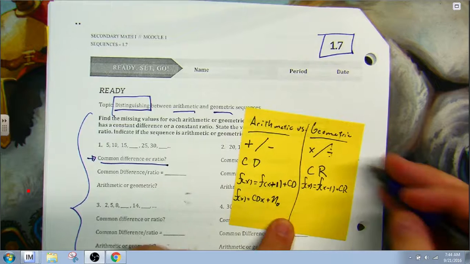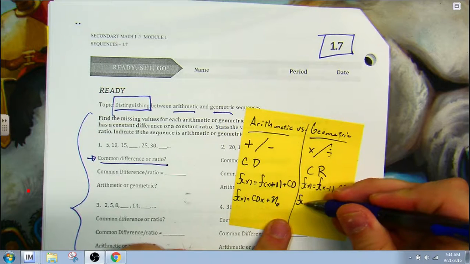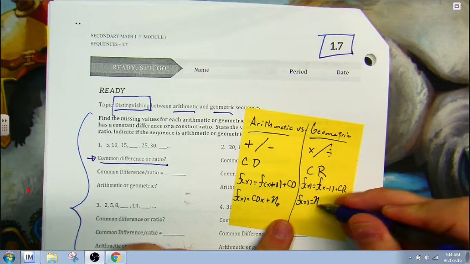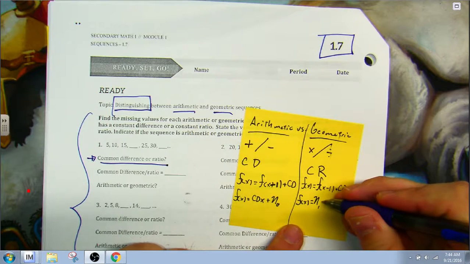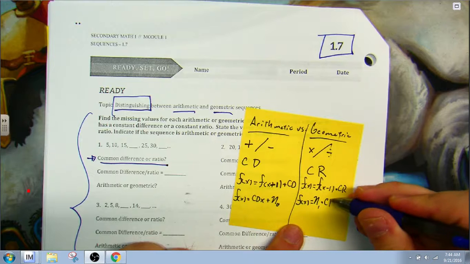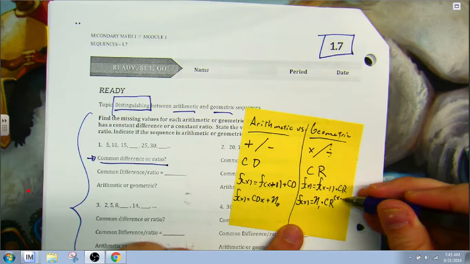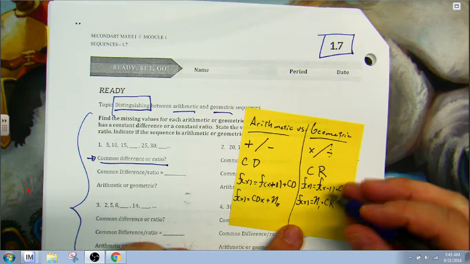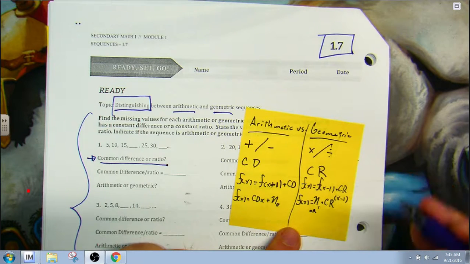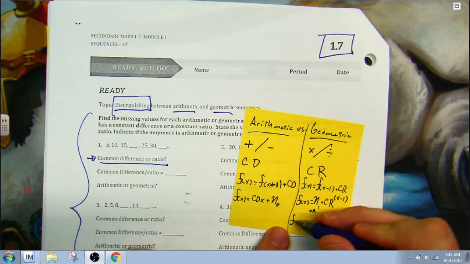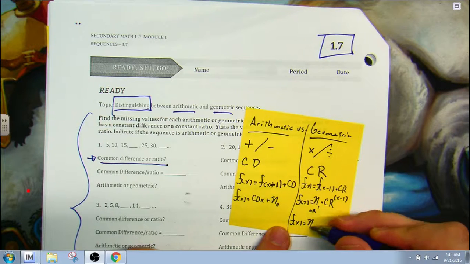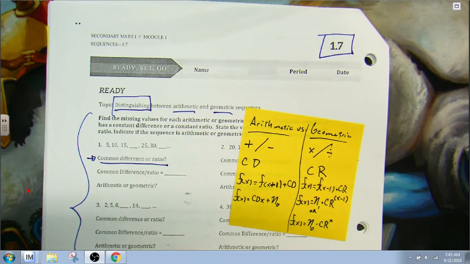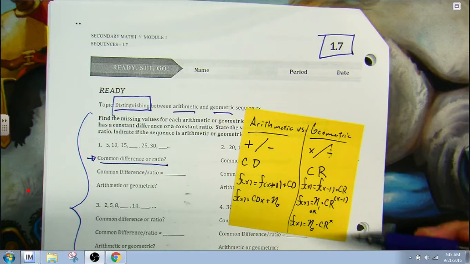While for geometric, it's going to be f of x equals my first term times my common ratio to the x minus 1 power, or, and I'm not sure if this came up in class or not, f of x equals our 0th term times our common ratio to the x power. Whichever one is easier for us to figure out.